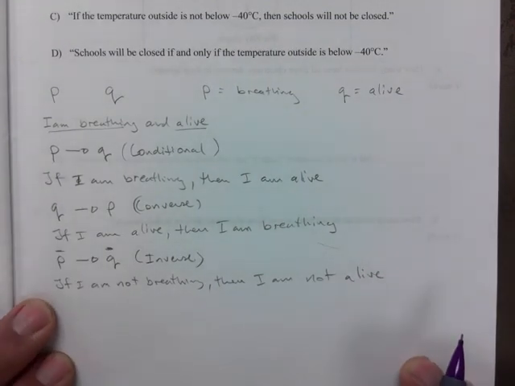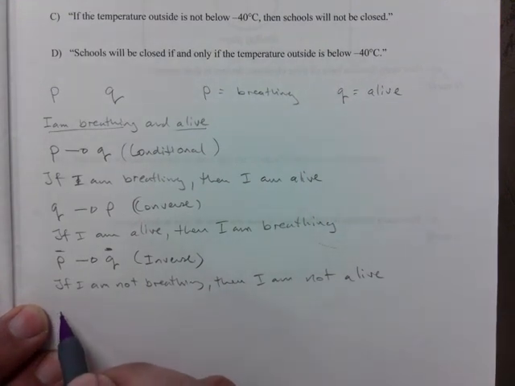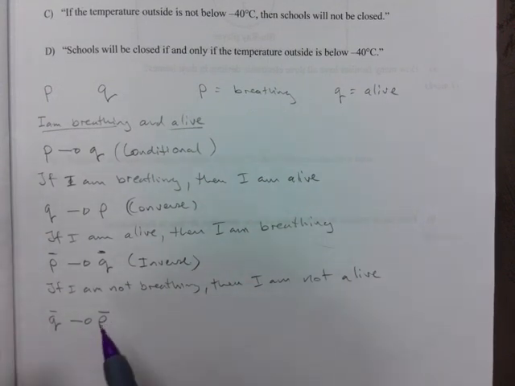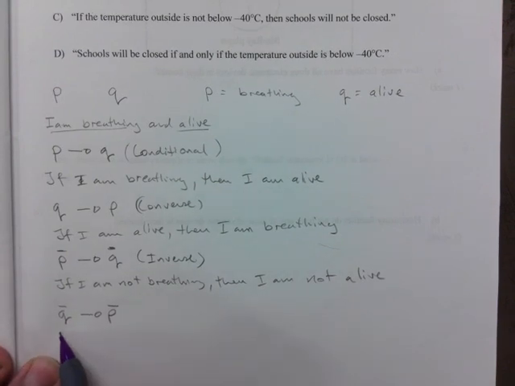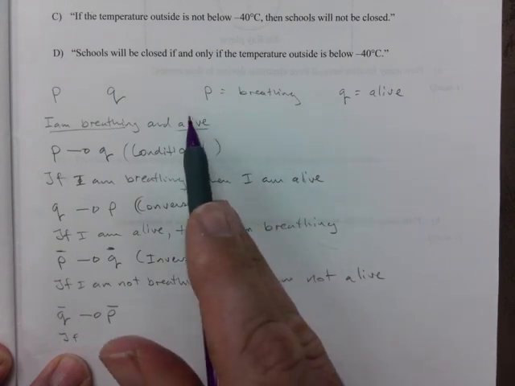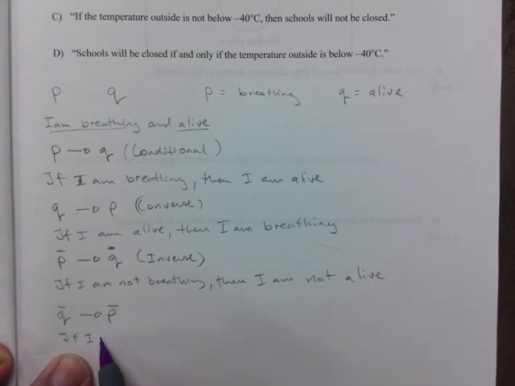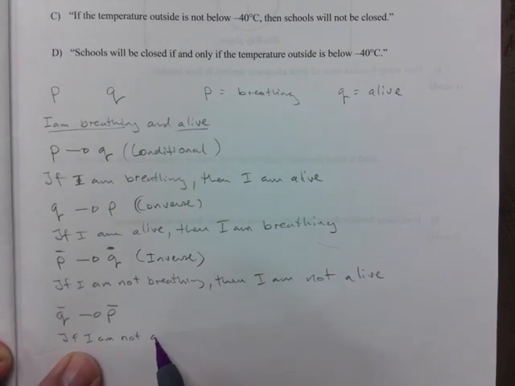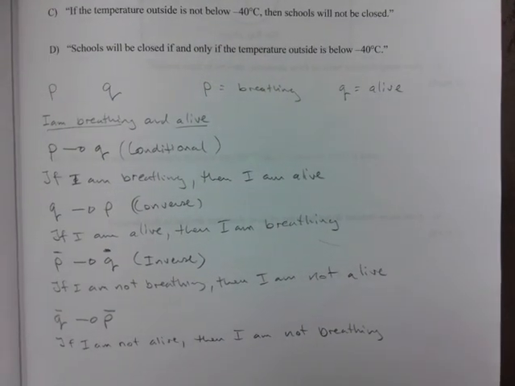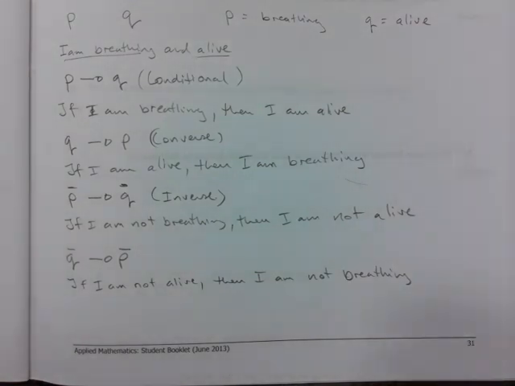And the last one would be flipping and negating. So you flip, you go P and Q flipped, and they both have a negation on top. So remember Q is alive. If I am not alive, then I am not breathing. That's the contrapositive.